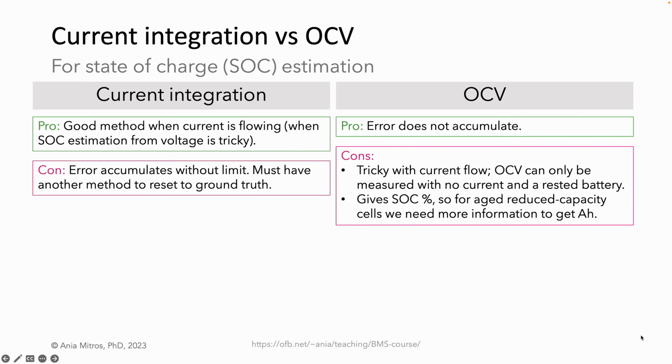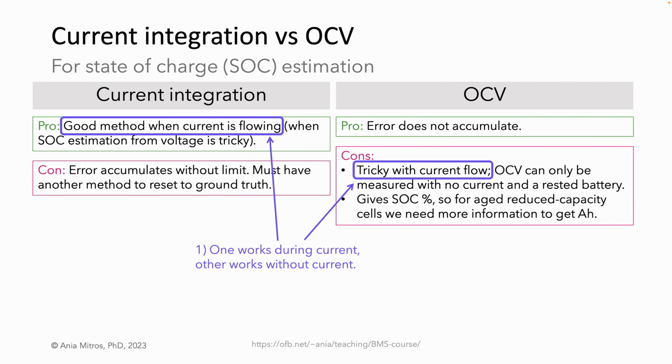Let's look at the pros and cons of the two methods we've discussed. What do you notice that might make these two methods complementary? I notice that one method is problematic when current is flowing, while the other works just fine in the presence of current flow. If we can mix the two types of information well, we can cover both scenarios. Current integration error accumulates, and OCV can provide the reset to ground truth.